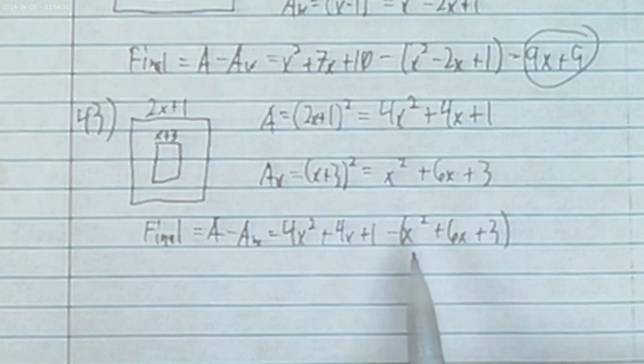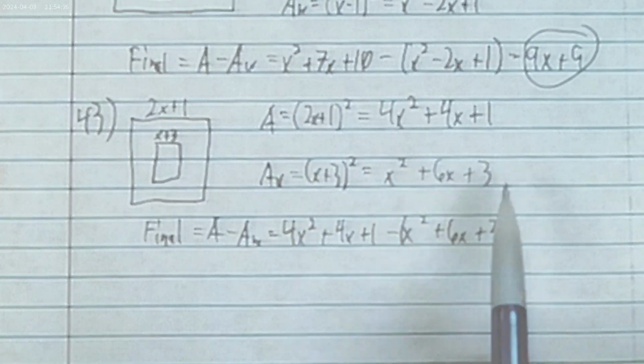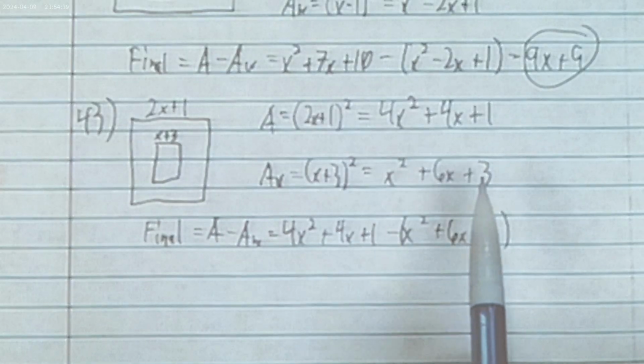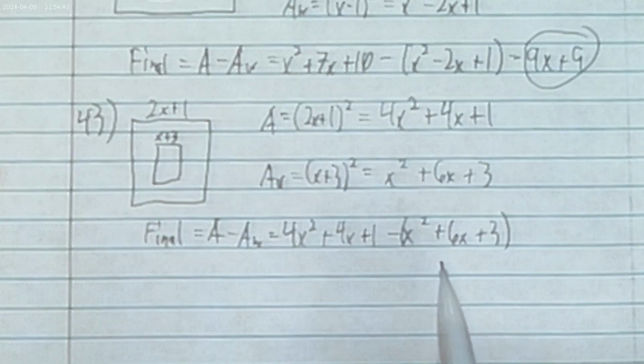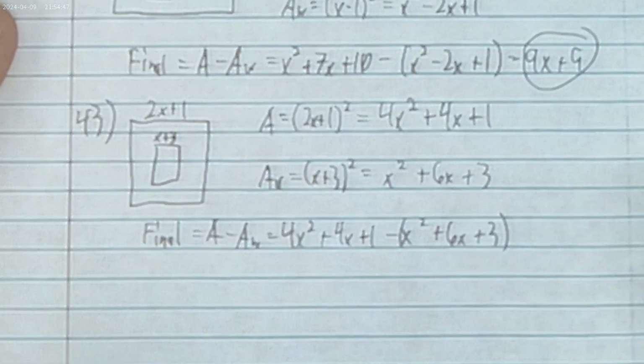You're not subtracting just x squared and then adding 6x and 3. You're subtracting this whole unit, this whole object, which is represented by this quantity. Plus, if you mess up the signs, it's going to mess up your answer and your final calculation.